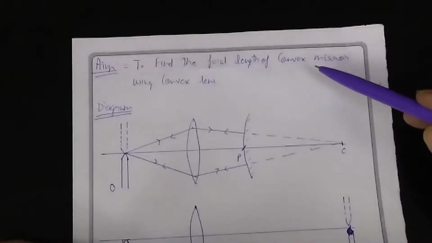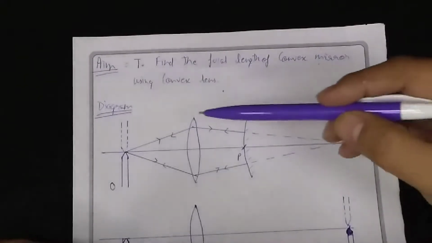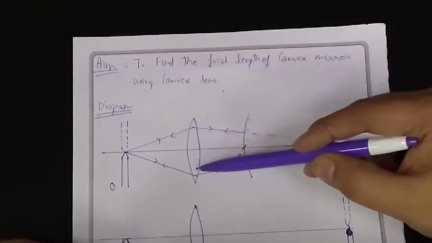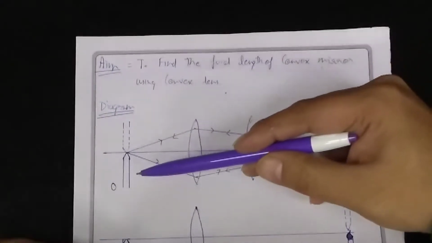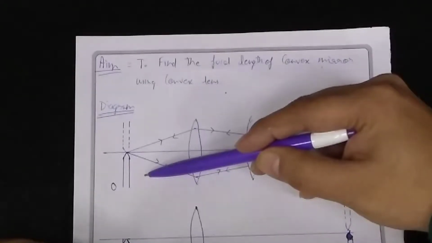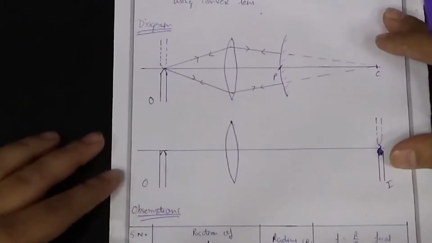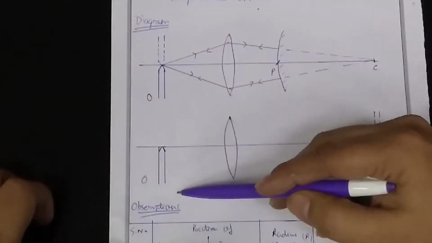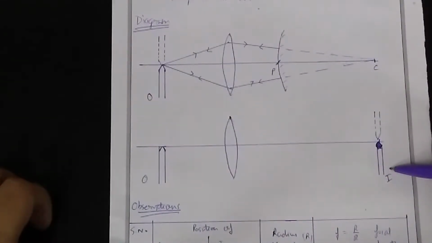You can see the aim of the experiment: to find the focal length of a convex mirror using a convex lens. This is the diagram. First we have to put the convex lens at some distance from the convex mirror to find the position of the object by removing the parallax. How to remove the parallax? You will get to know shortly. After finding the position of the object, we have to find the position of the image, again by the parallax method.